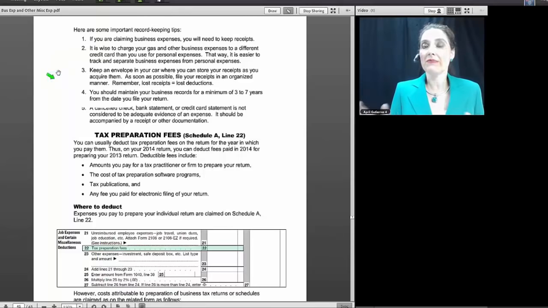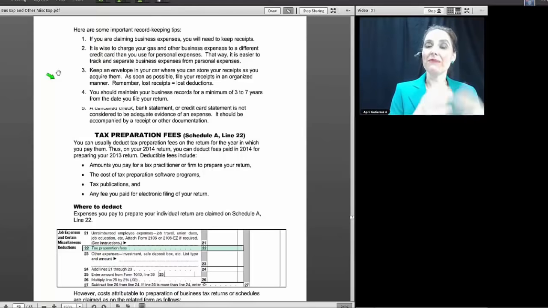I tell my clients to keep an envelope in their car where they can put the receipts every time they purchase something for cash or with a credit card, because you tend to go into a store, you buy something, you stick the receipt in your pocket, it piles up in there with keys, it gets all mangled, it gets thrown out, and they have no record.